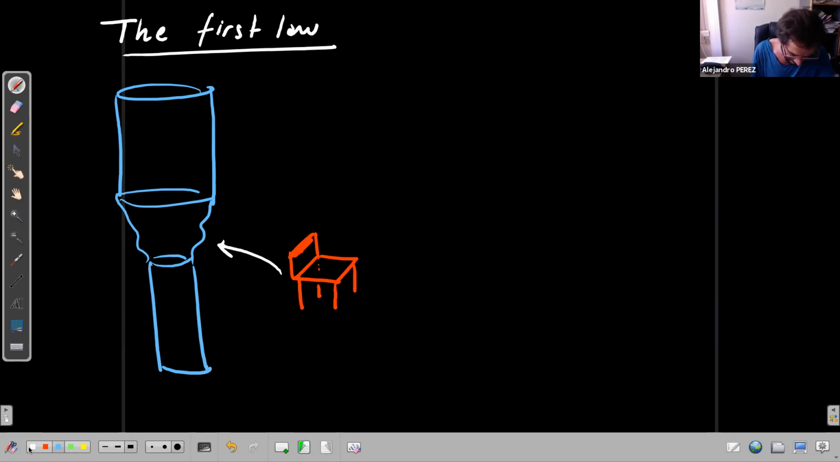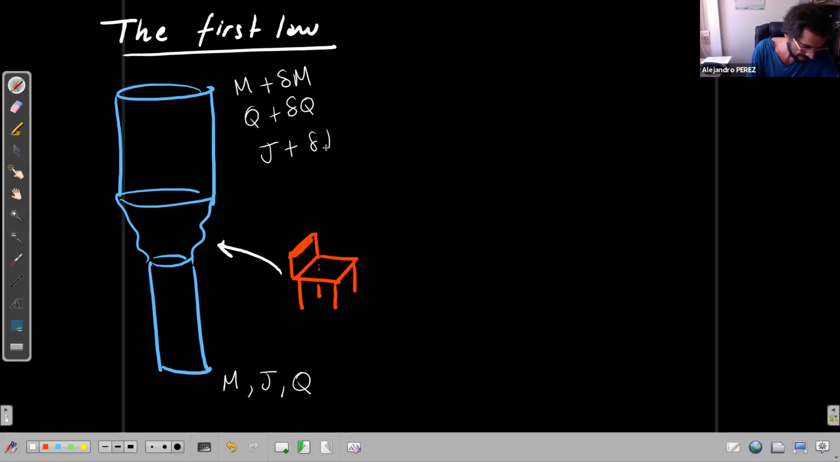So we start with the situation in which the mass, the angular momentum, and the charge of the black hole describe a stationary black hole. The Kerr-Newman black hole is this. We send some matter in. We assume that this is a small perturbation, so to linear order. So a small perturbation, we expect the mass to go to M plus delta M, the charge to go to Q plus delta Q, and the angular momentum J plus delta J.